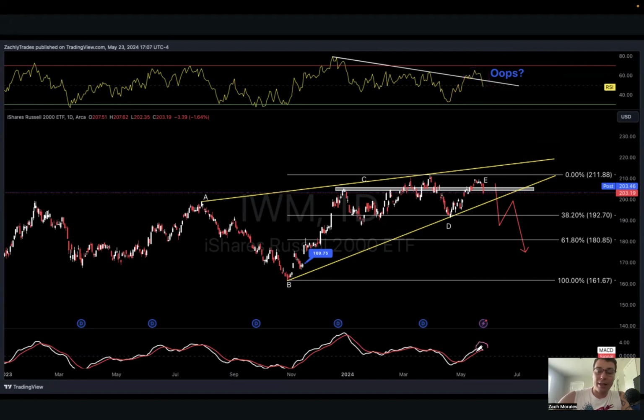We've got the daily MACD about to cross over here as well. Look at what happened the last time we had the daily MACD crossing over here. Big sell-off. Not huge, but we did see a strong pullback in the IWM. So you want to be cautious of that. You want to pay attention to that. And these are all of the things that I'm paying attention to right now in the market.